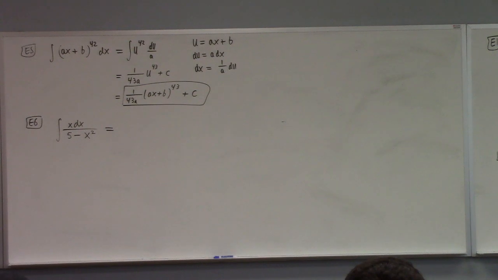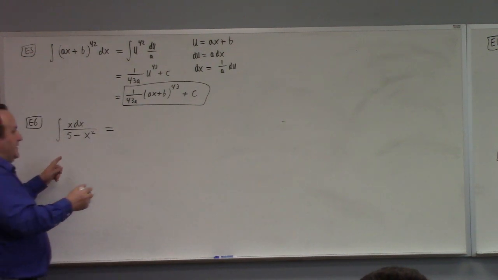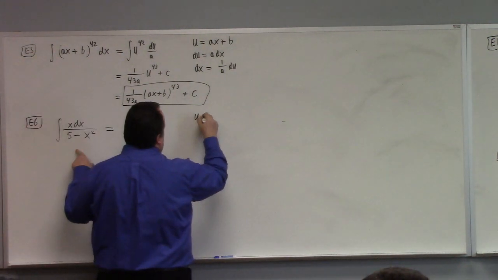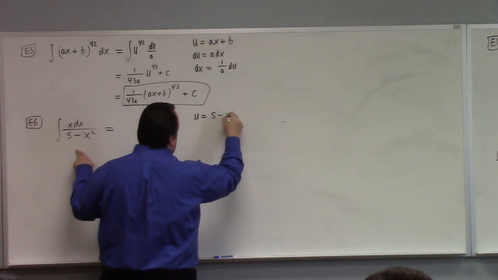I will say this, as a general rule of thumb, a lot of times if you've got a reciprocal function, making u equal to the denominator is something worth trying. If you have a radical, making u equal to the inside of the radical is often a good thing to try. These don't work universally, but they're often good choices. So here we'll try, what are we going to try? Yeah, u equals 5 minus x squared.